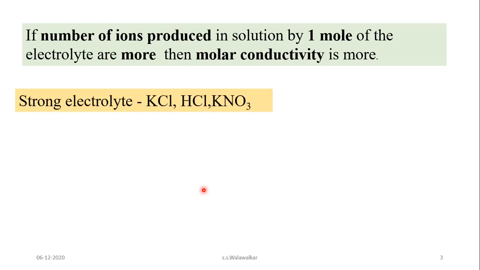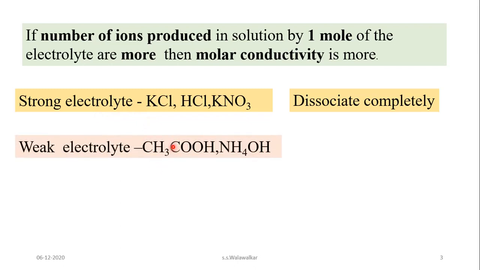Now see here, strong electrolytes such as KCl, HCl or KNO3 dissociate completely. So at all concentrations, the number of ions is the same in the case of strong electrolytes. But in the case of weak electrolytes such as acetic acid or NH4OH, they dissociate partially. So the number of ions is less as compared to strong electrolytes.